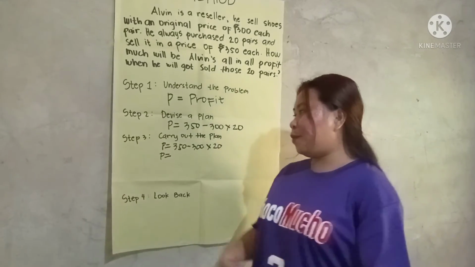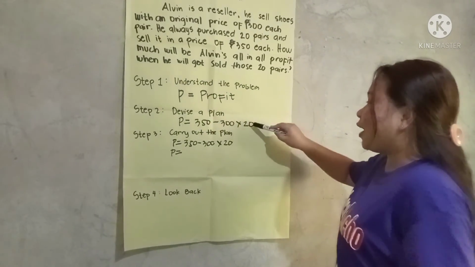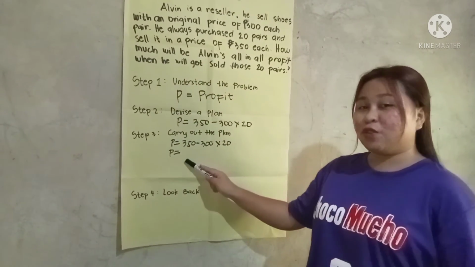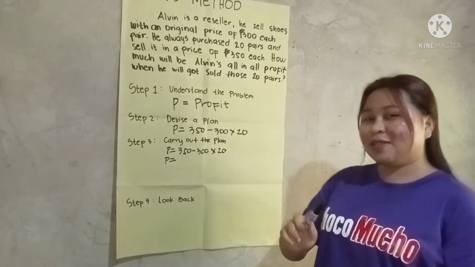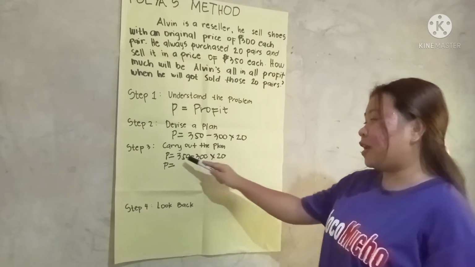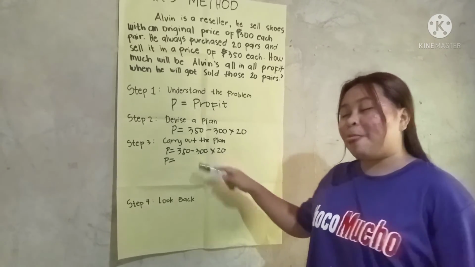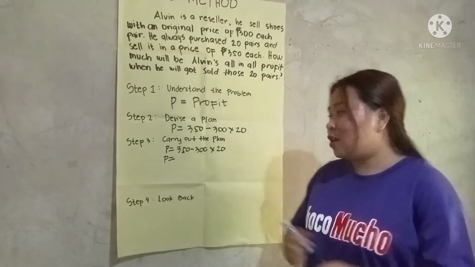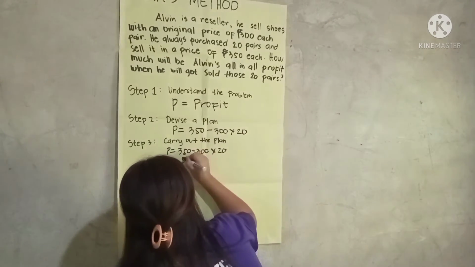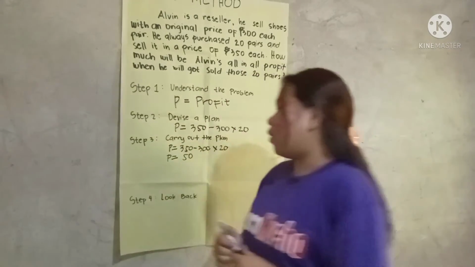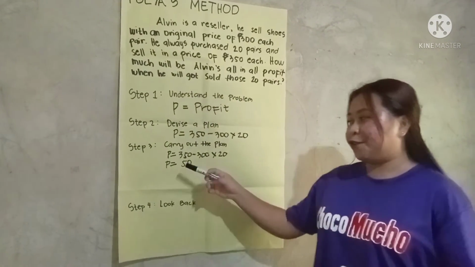Now, next step will be step 3. So, the step 3 will be carry out the plan. So, our equation is P equals 350 minus 300 times 20. So, first, let's subtract 300 from 350 to get the profit in each shoe that Alvin will sell. So, 350 minus 300 equals 50. Okay, so Alvin's profit in every pair of shoes is 50.